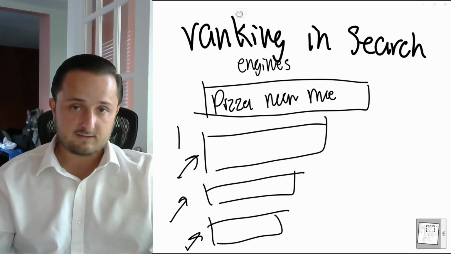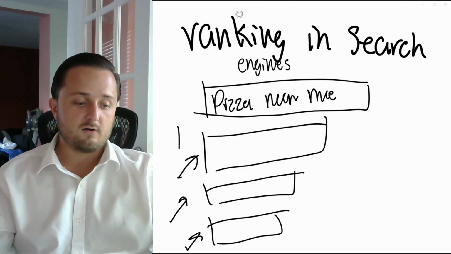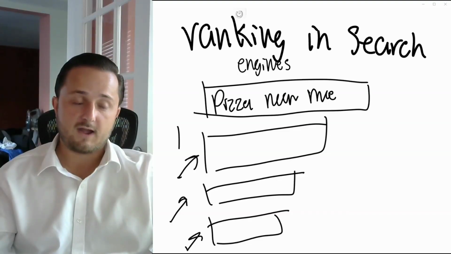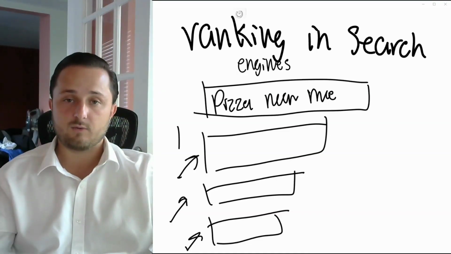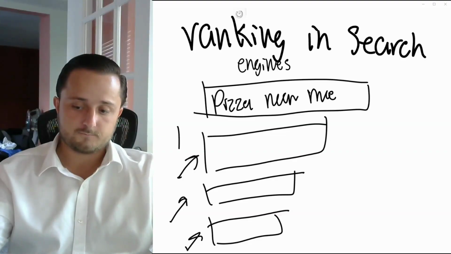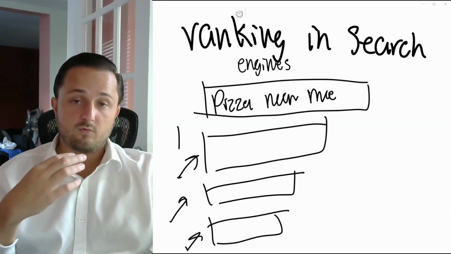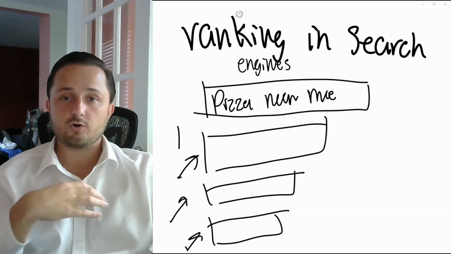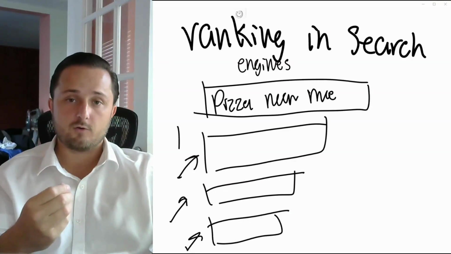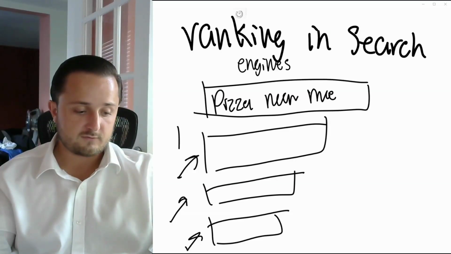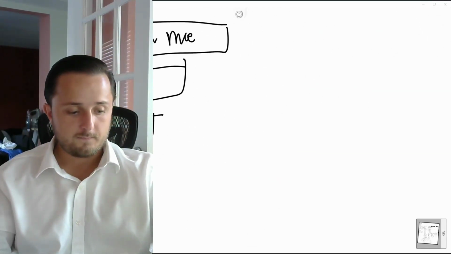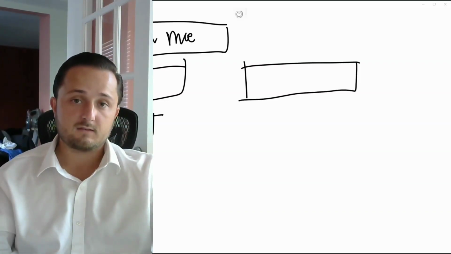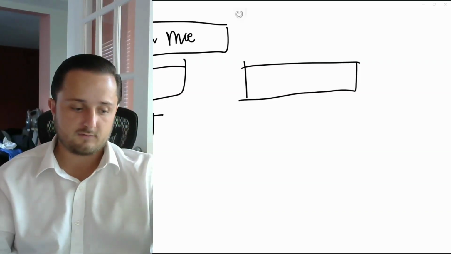So for ranking in search engines, there are dozens of ways to do this. There's probably thousands, if not hundreds of thousands, of different ways of achieving this. So what I'll do is look at what I currently know is true across a whole bunch of different search terms. We can go and search different keywords and phrases, right?